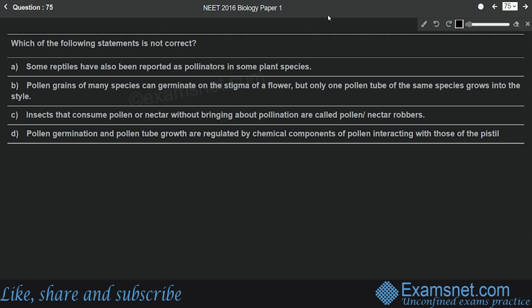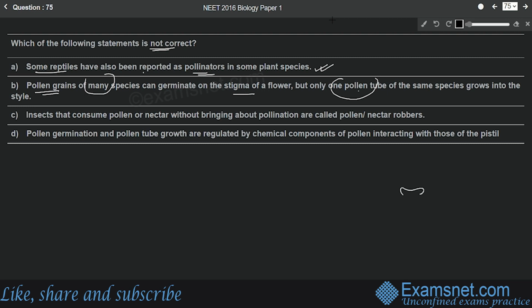Question number 75 is from the chapter Sexual Reproduction in Flowering Plants, and the question is, which of the following statements is not correct? So the first statement says some reptiles have also been reported as pollinators in some plant species. So this is the correct statement because some reptiles such as lizards or snakes can also act as pollinators sometimes. Okay. Then the second statement says pollen grains of many species can germinate on the stigma of a flower, but only one pollen tube of the same species grows into the style.